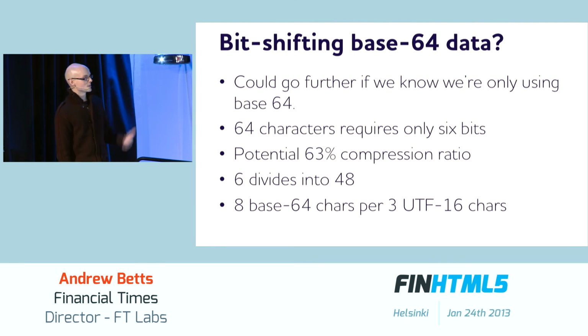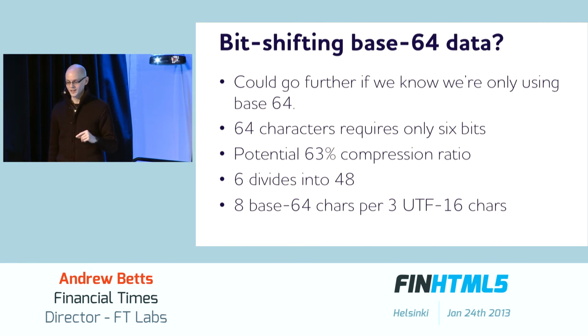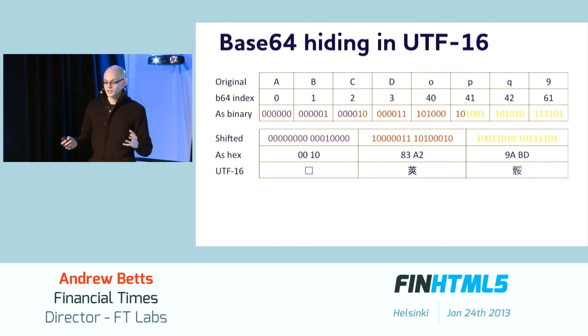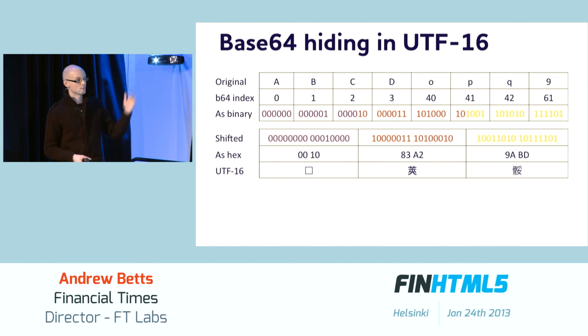6 bits is actually a sub-byte encoding, but 6 divides into 48, so we should be able to get 8 base 64 characters into 3 UTF-16 characters, and we do that like this. Take your original text. Because the original base 64 characters are not actually the code points 0 to 63, we have to map them onto the code points 0 to 63. Then take that resulting binary data, take every group of 16 bits, and convince the browser that it is one character.